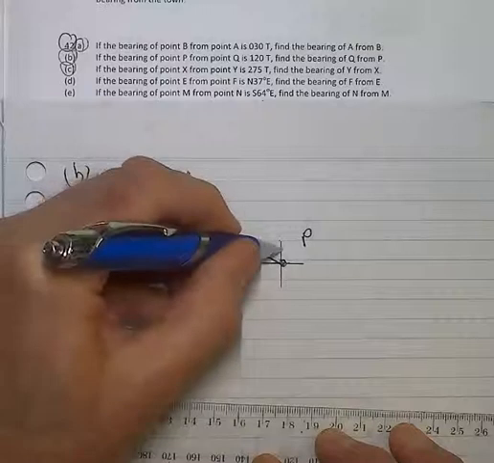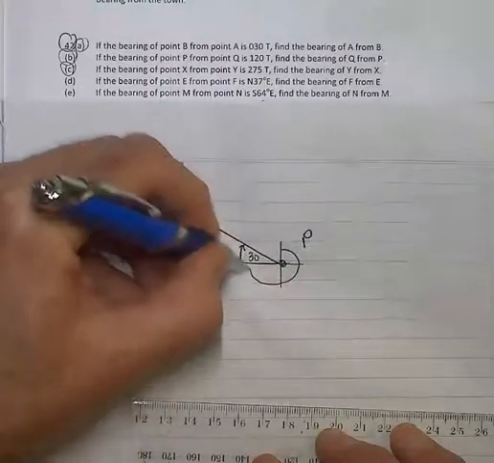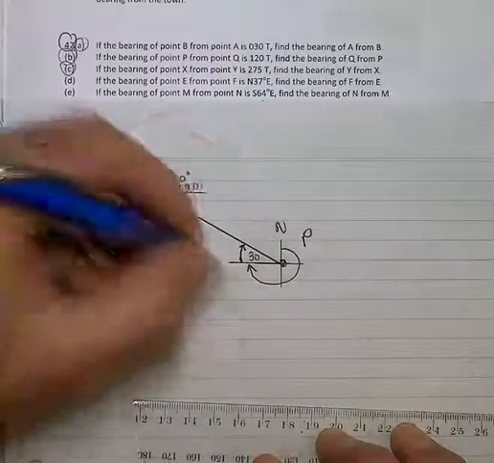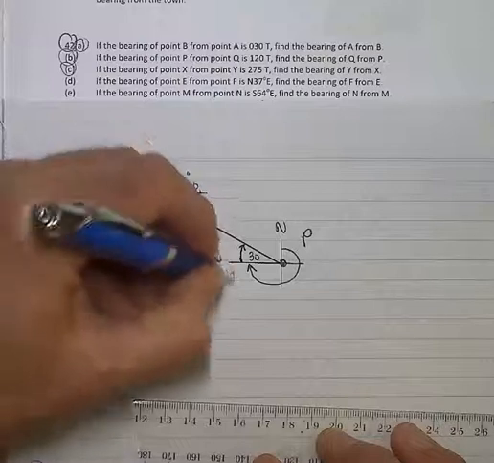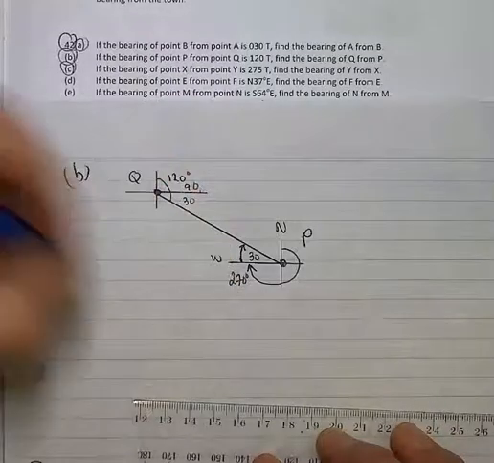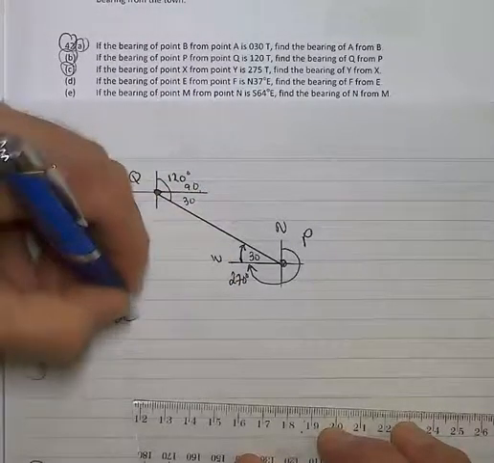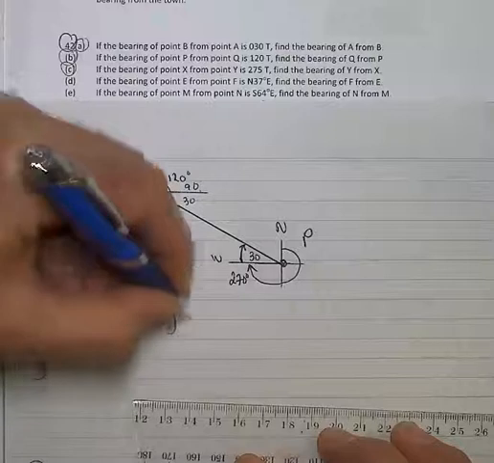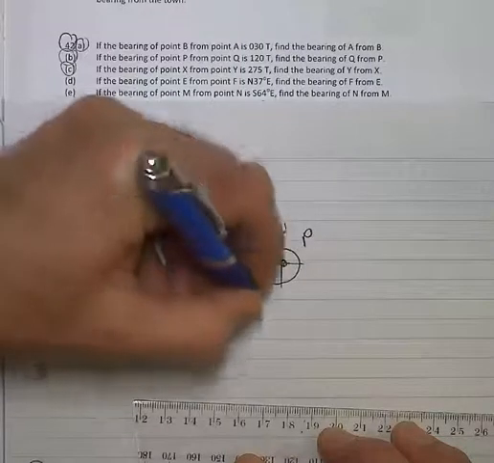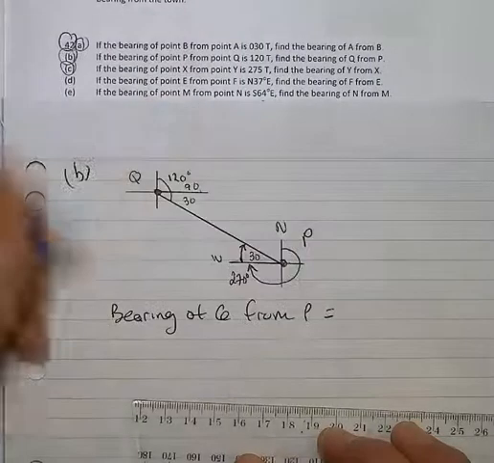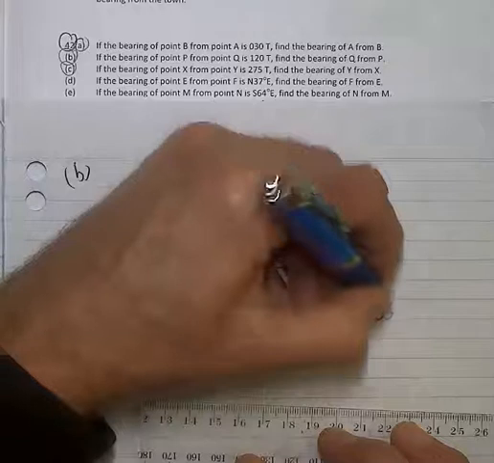Expressing this as a true, I've got 270 degrees from north to that point at west. So the bearing of Q from P is equal to 300 degrees true.